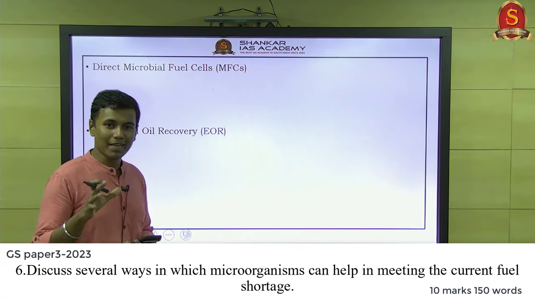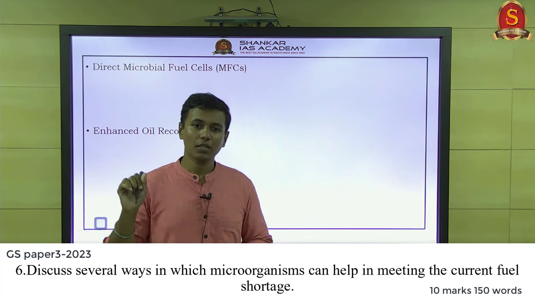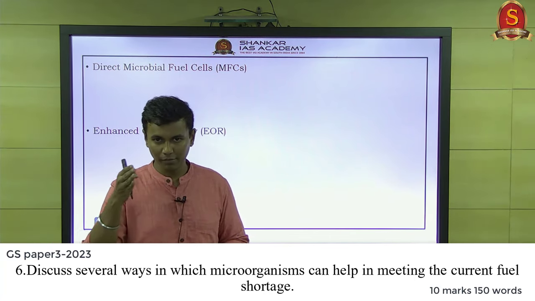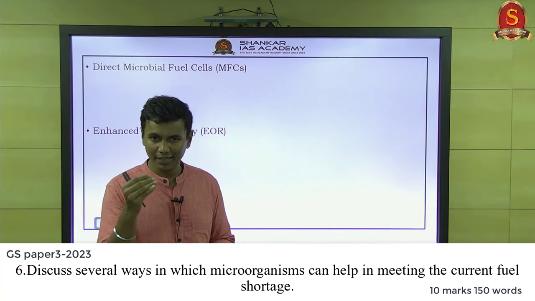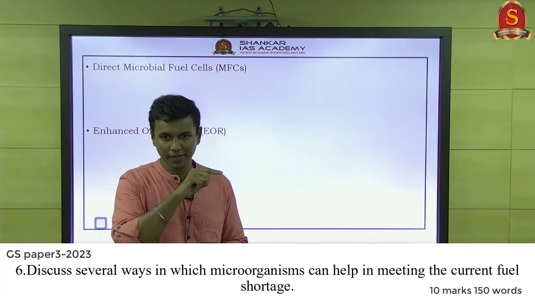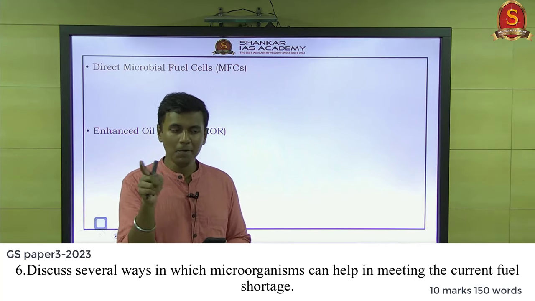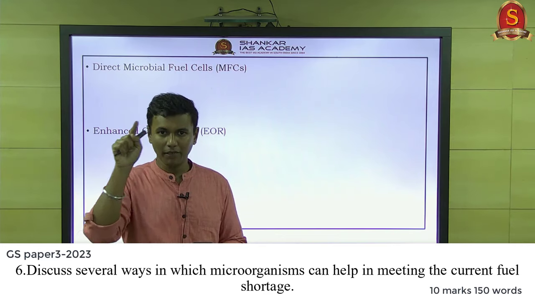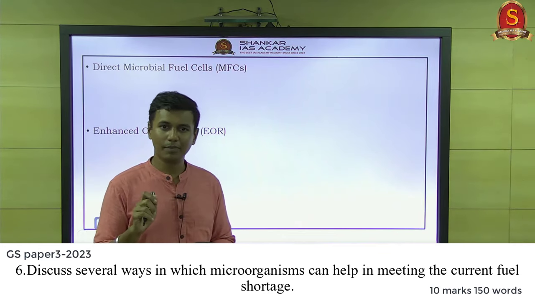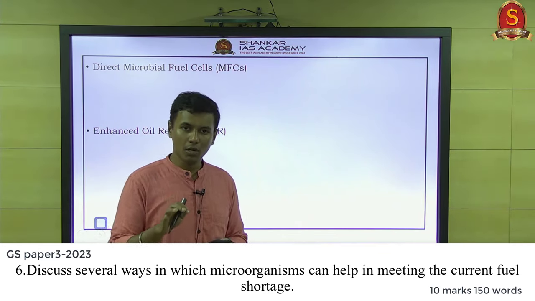To know the basics of fuel cell, if you want to write this: in a fuel cell, there will be a cathode and an anode. In a normal fuel cell, on one side we feed hydrogen, and on the other side we feed oxygen, which is taken from the atmosphere. Both of them mix together and start producing water. The movement of electrons will produce electricity, wherein the byproduct or output will be only water.